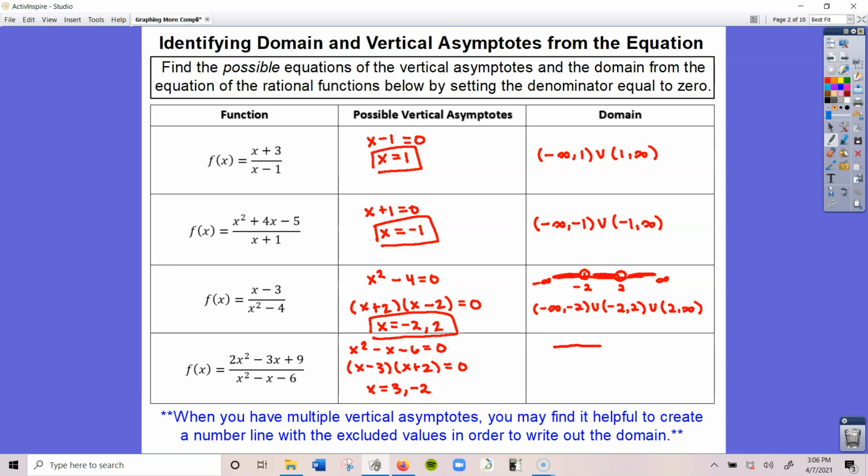So I'm going to create my number line here so that way I can figure out what my domain is. Always make sure that you put your numbers in order. Your domain is never correct unless it is in order. So we would put the negative 2 first and then the 3. I would exclude these two numbers, but everything else would be included in my domain. So the left side again is negative infinity and the right side is positive infinity. So my domain is going to be from negative infinity to negative 2, union negative 2 to 3, union 3 to infinity.